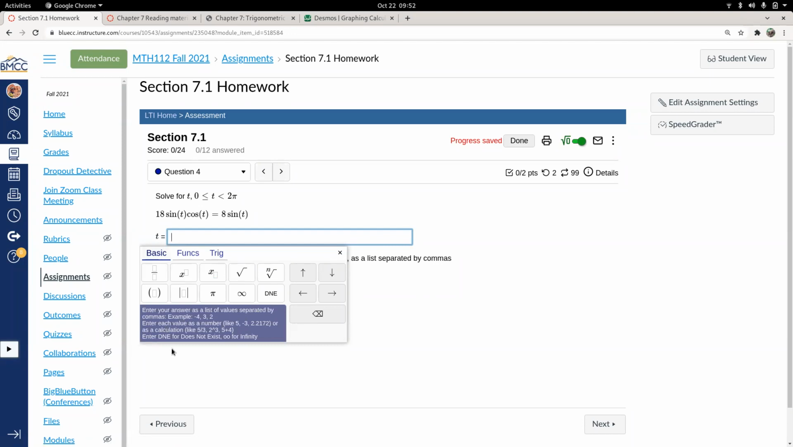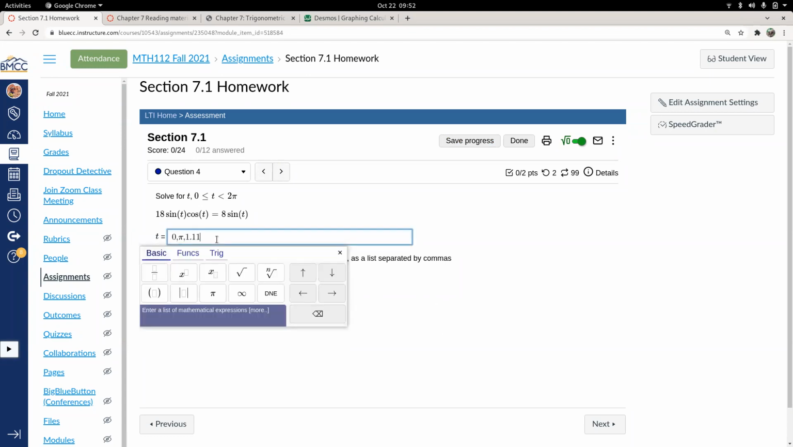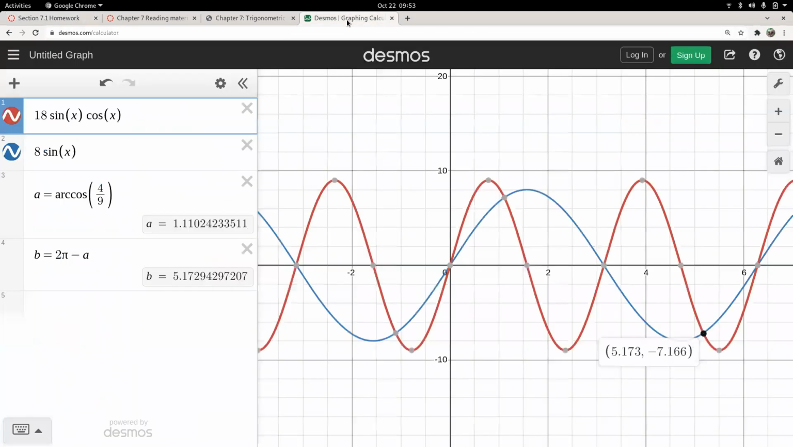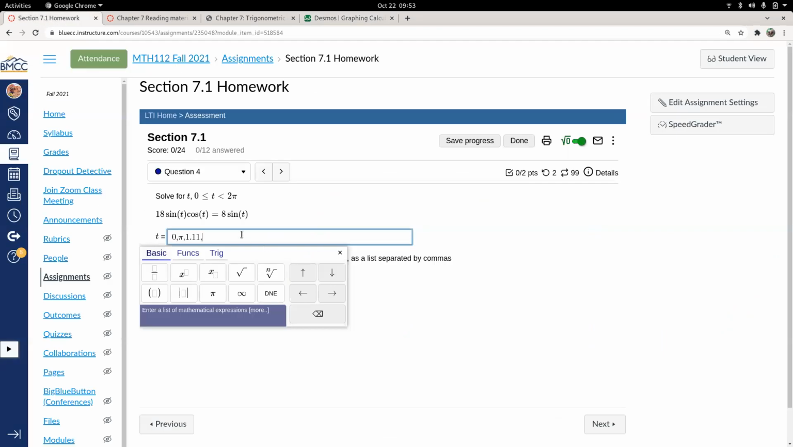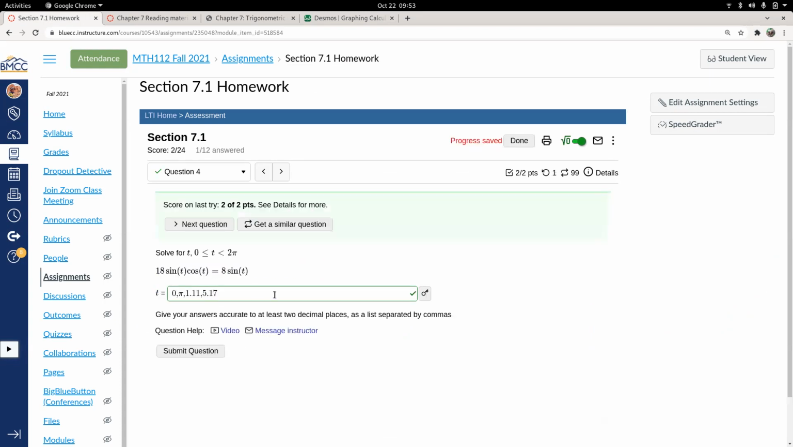Enter a calculation. All right. So 0 was one solution, comma. Pi was another solution, comma. How many places accurate to 2 decimal places? 1.11 was a solution. And 5.17 was another solution. And sometimes if it says enter a mathematical expression, we can even type things like arc sine, and sometimes it'll recognize that in the computer. I'm kind of curious if this one will. Submit. Yay, I got them right.